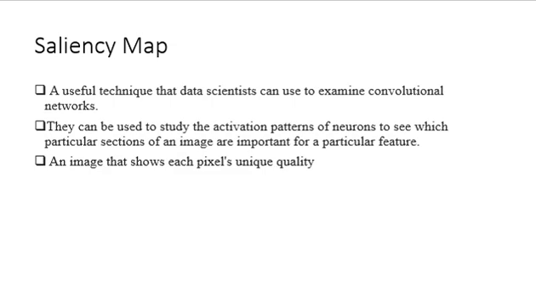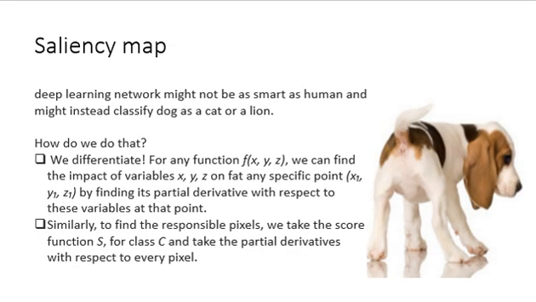Let's imagine that you have an image of a dog and are asked to classify it. This is pretty simple for a human to do. However, a deep learning network might not be as smart as you and might instead classify it as a cat or lion. Why does it do this? The two main reasons why the network may misclassify the image are bias in the training data or no regularization.